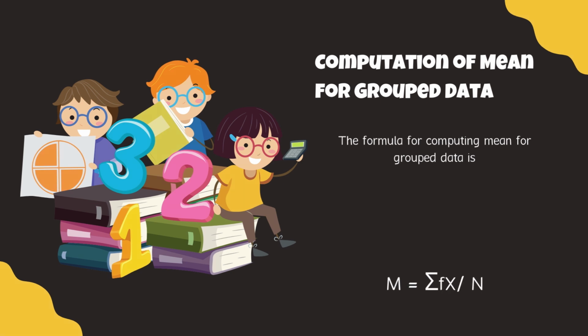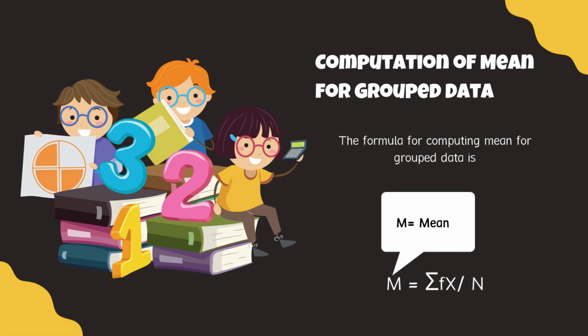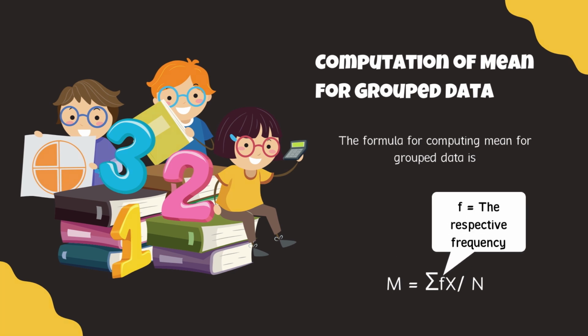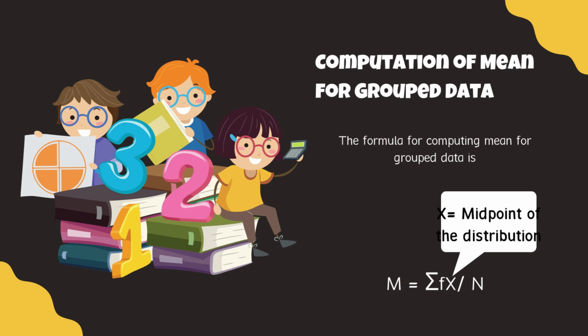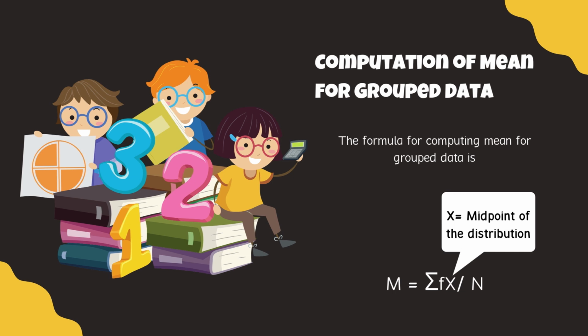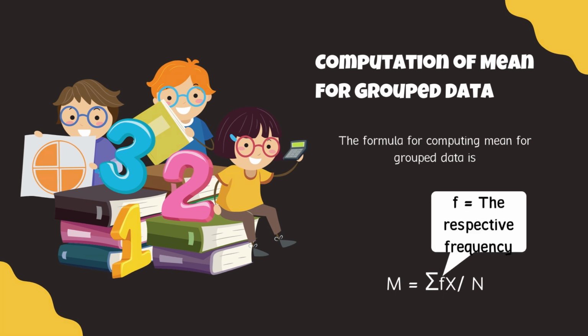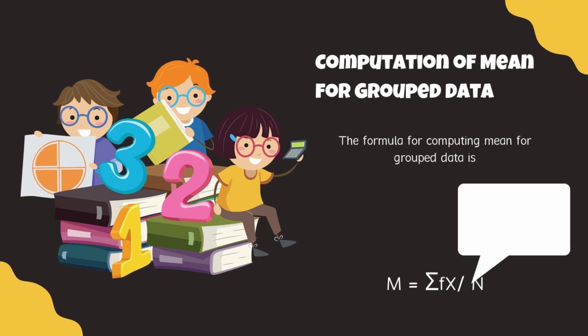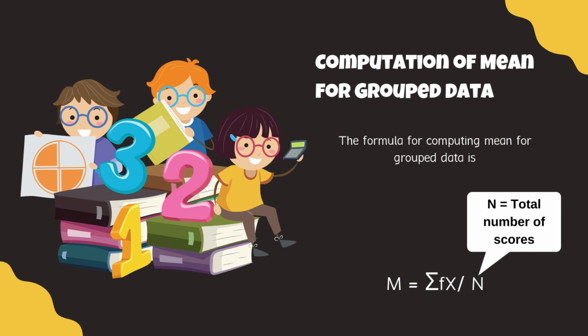So M is equal to summation fx divided by n, where small f indicates the frequency of the data, and capital X is the midpoint of the distribution, and n is the total number of scores.